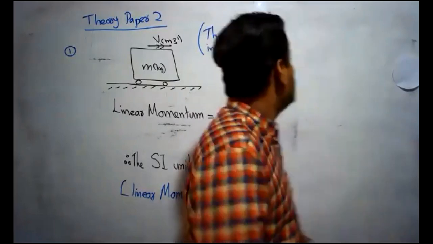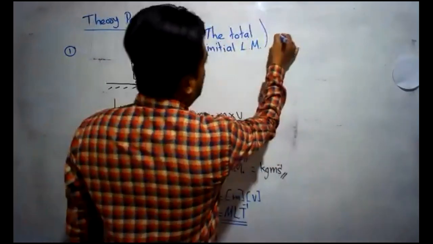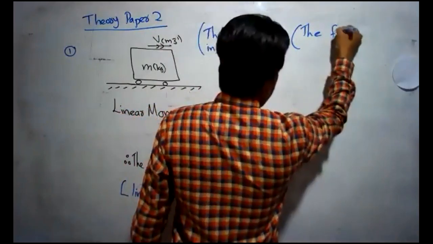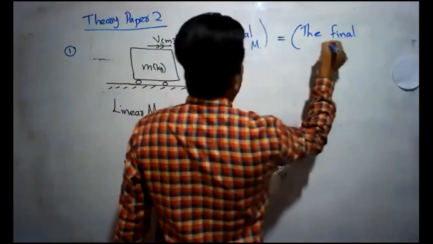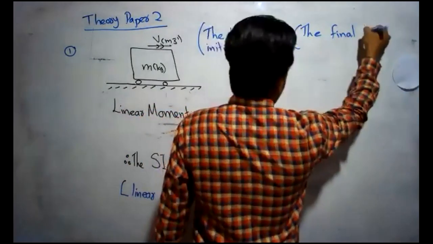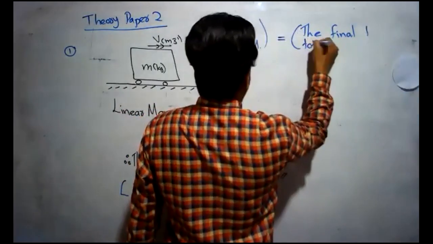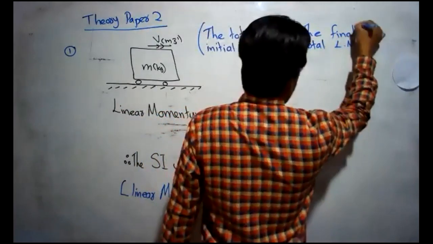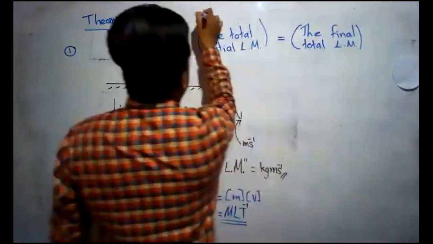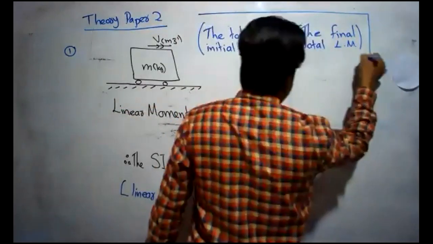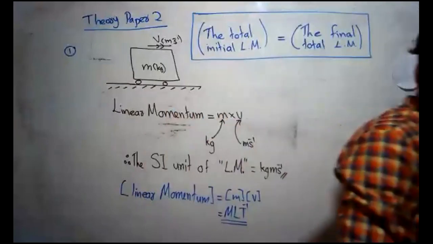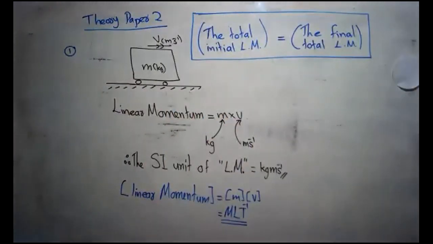That's the meaning. So the initial total linear momentum equals the final total linear momentum. Please write. This is the equation that we use to solve problems. Therefore, please write this equation and draw a box around it. Start there.